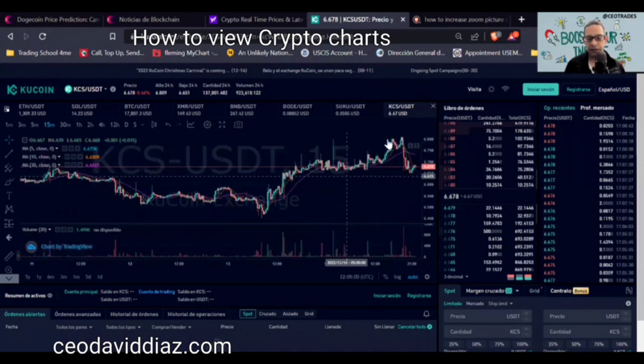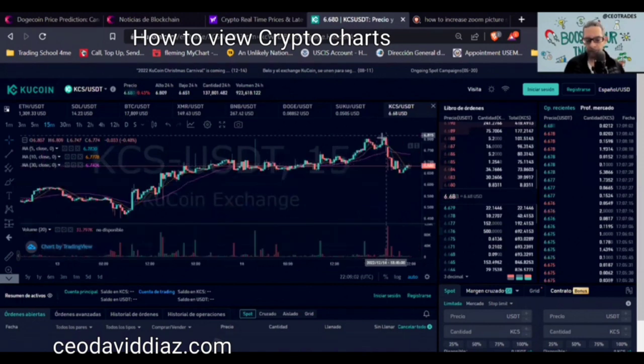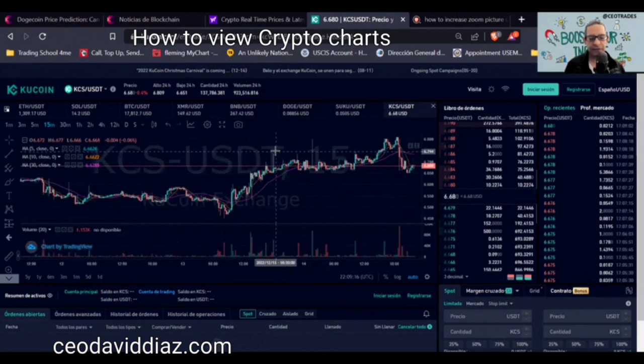Now you can see here that KuCoin, back earlier today, went up to as high as 680 and then dropped to 664 or so, and it's picked up a little bit. Is this the bottom for this? I don't believe that this is the bottom.